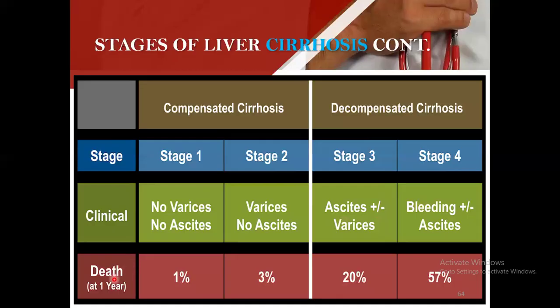Okay. So death for compensated cirrhosis, stage 1, is 1%. It is unlikely to kill. Stage 2 is like 3%. But look at the jump from stage 2 to stage 3, a 20% death rate. Stage 4 is what? 57%. So you are likely to die from the decompensated stage.